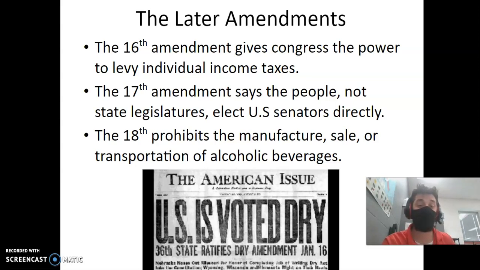The 17th Amendment says that people, not state legislatures, elect U.S. senators directly. Obviously, if you've read the Constitution, which hopefully you have last week, you know that the 17th Amendment changed how the original Constitution is written.